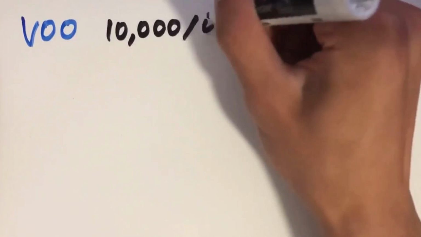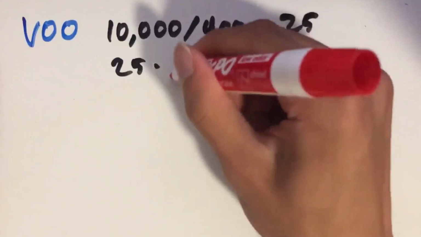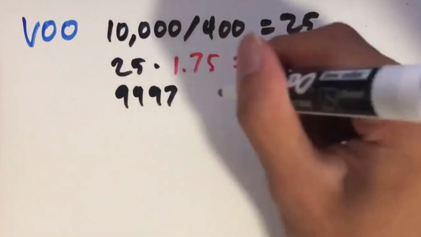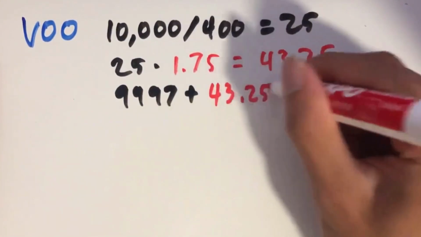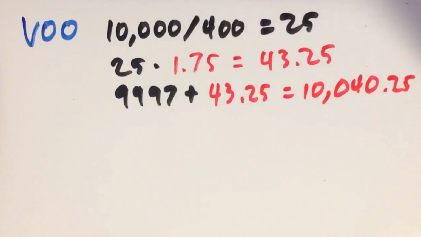$10,000 of VOO at $400 per share equals 25 shares. Those 25 shares multiplied by $1.73 per share in annual dividends, so our total from the first example will be $9,997 plus $43.25, which equals $10,040.25.